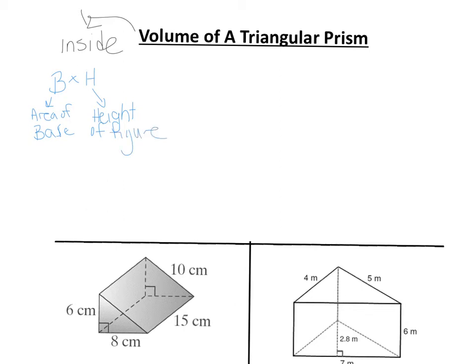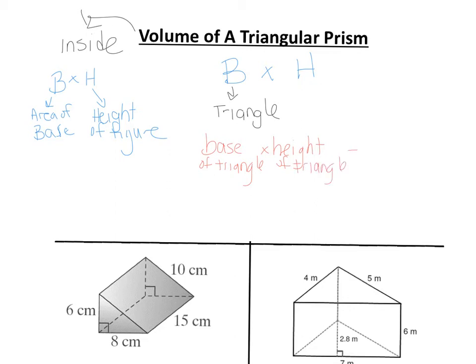So if we were to do area of the base times the height of the figure, for a triangular prism, the area of a base, the base is a triangle, and we know that area of a triangle is base of the triangle times height of the triangle divided by 2.